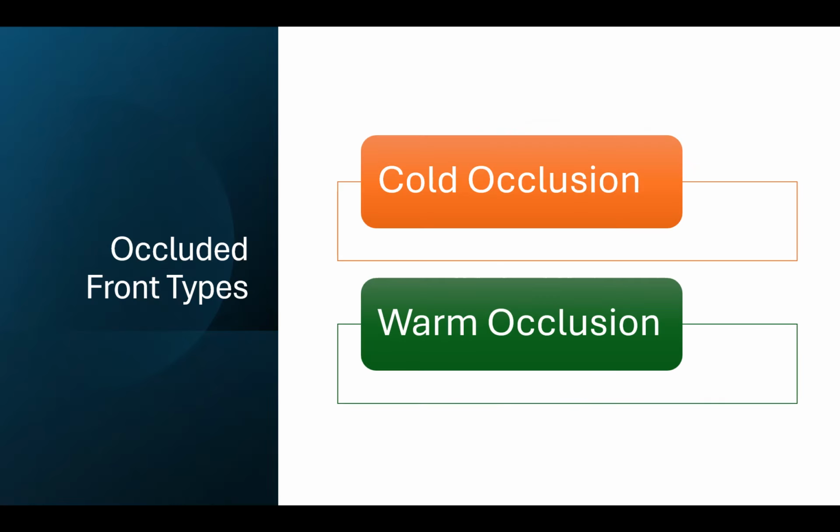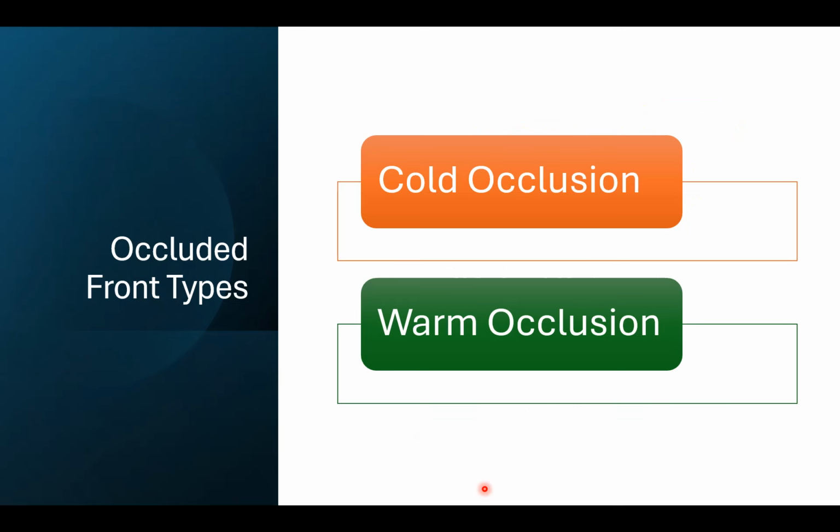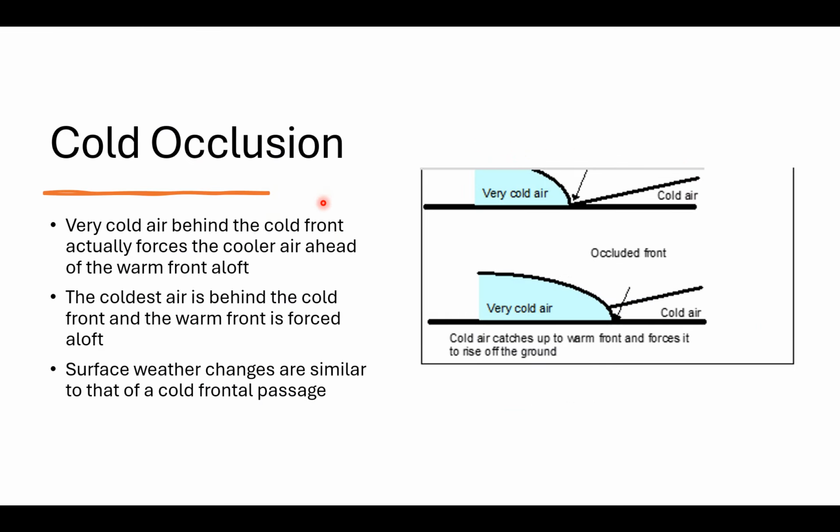Two types of occluded fronts we have: a cold occlusion and a warm occlusion. So let's examine these. A cold occlusion occurs when you have very cold air behind the cold front, forcing the cooler air ahead of the warm front aloft. The coldest air is behind the cold front, and that warm front is going to be forced aloft. The surface weather changes are very similar to those of a cold frontal passage.